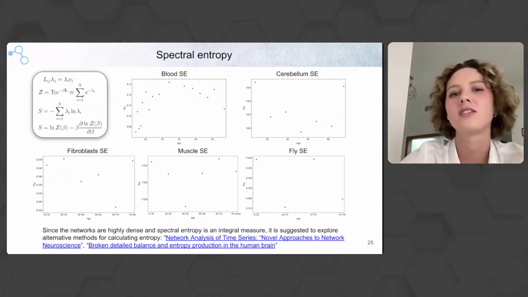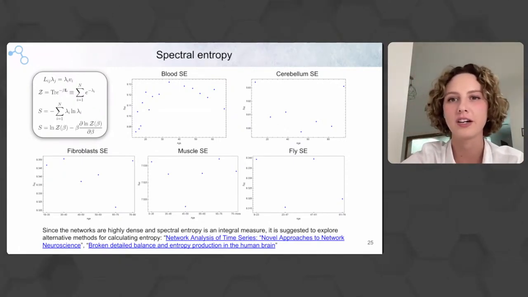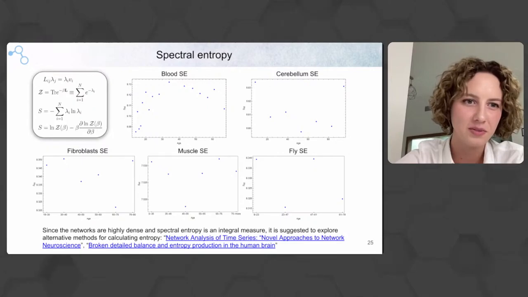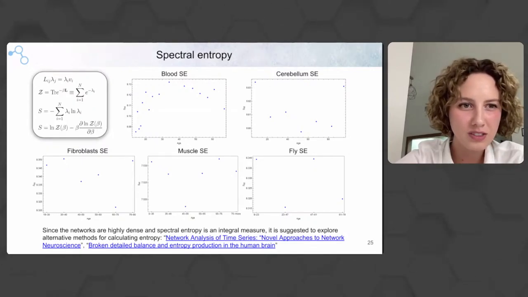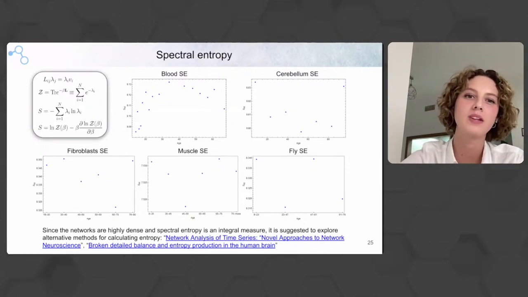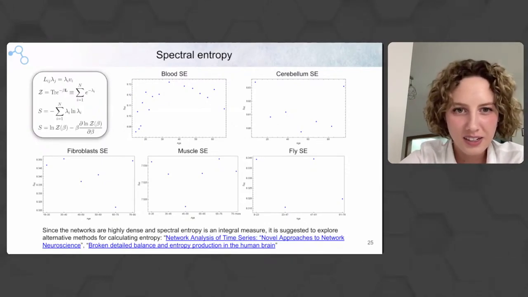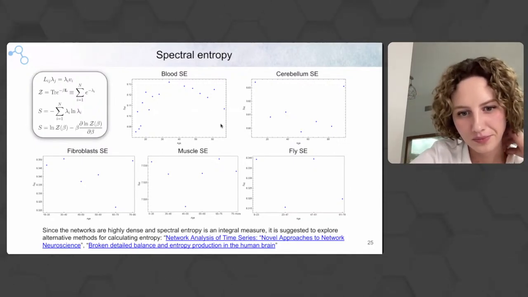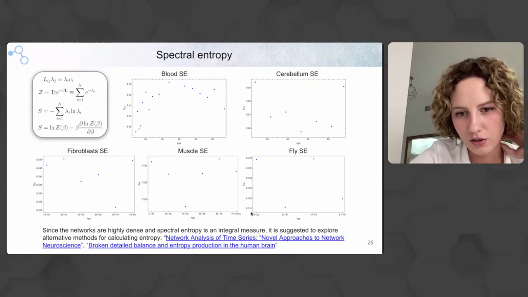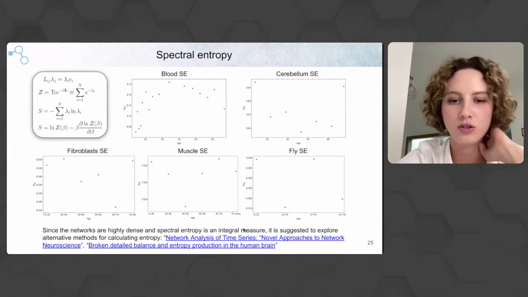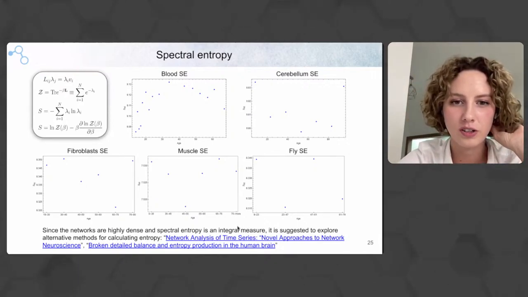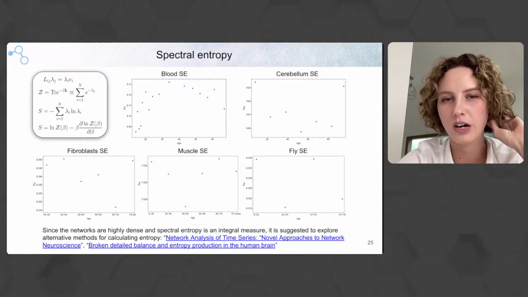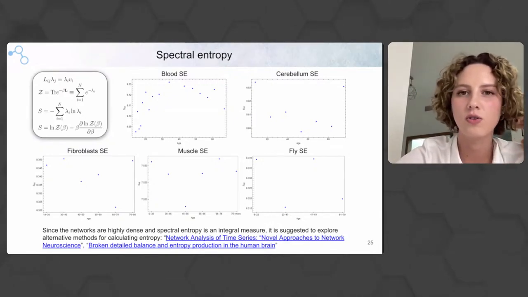Everything should be defined very accurately anyway. This was our attempt to count spectral entropy on the Laplace spectrum. And we got a change, and we got growth for blood. And now we are analyzing two ways to do this more accurately.